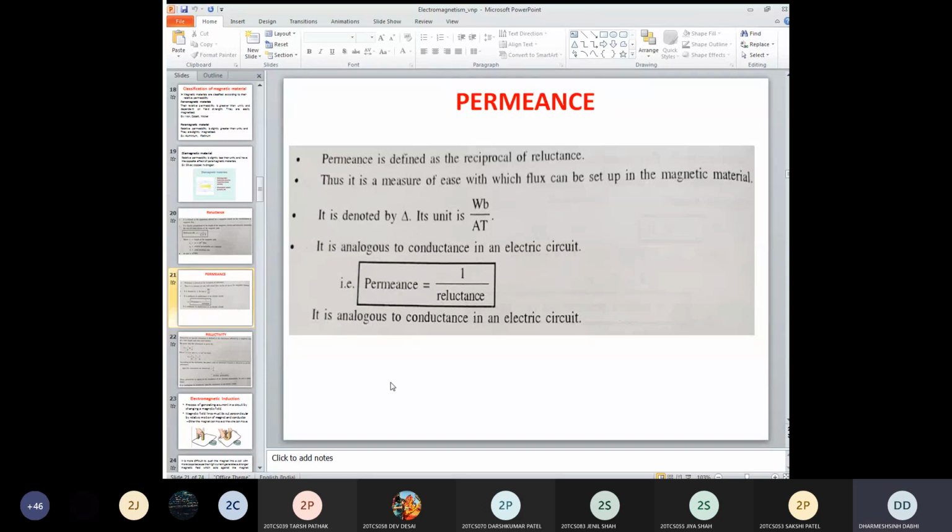Permeance is the reciprocal of reluctance, same like conductance in the electric circuit. Here, resistance and conductance are reciprocal. Same way here in the magnetic circuit, permeance and reluctance are reciprocal to each other. So its unit is exactly the inverse of the unit of reluctance, Weber per ampere turns. It is analogous to the conductance in the electric circuits.